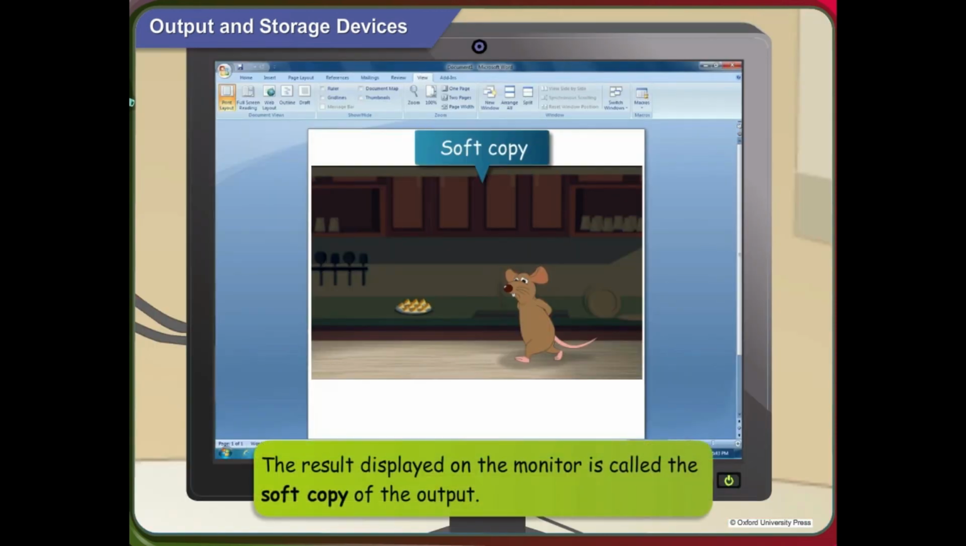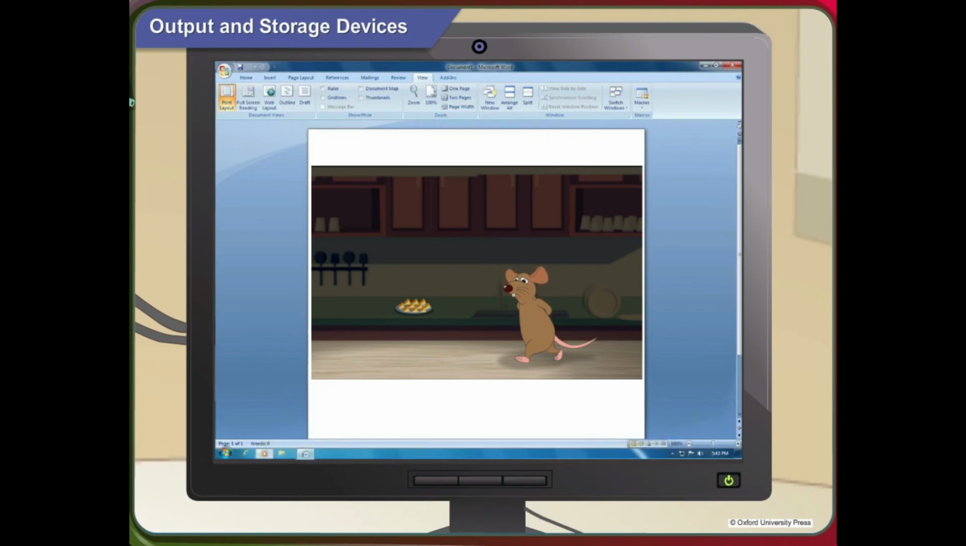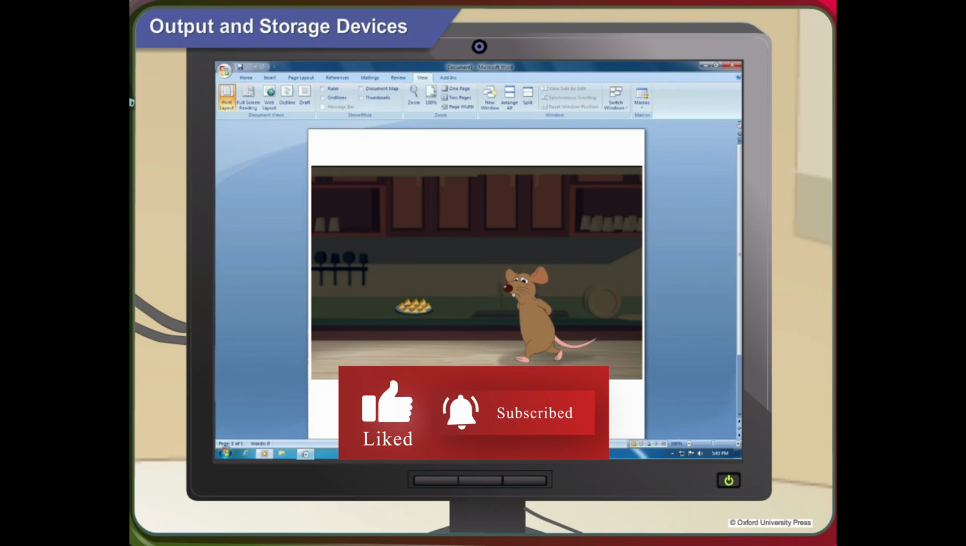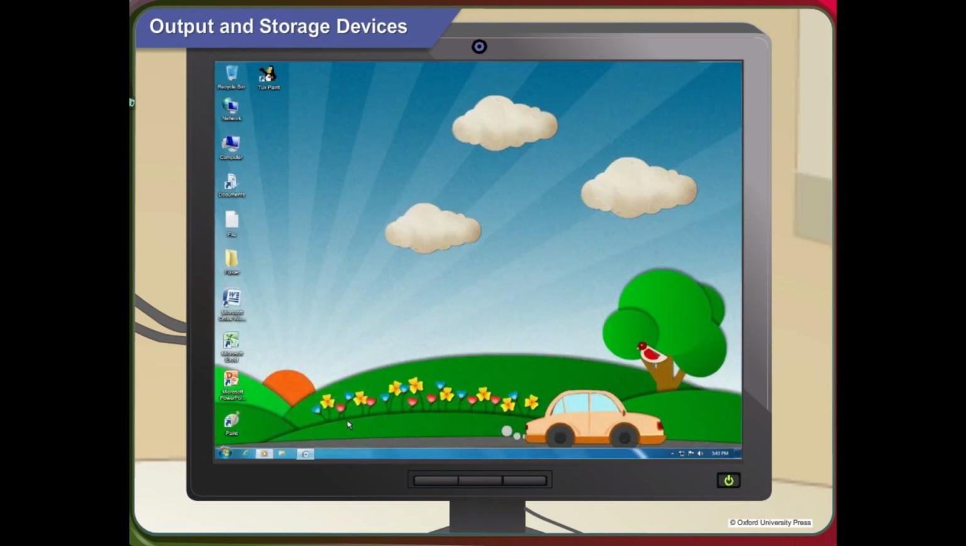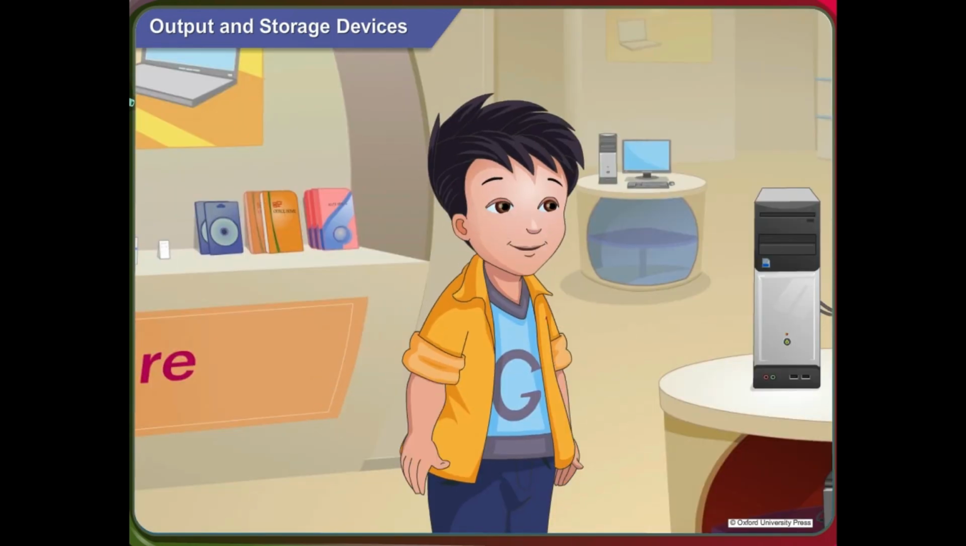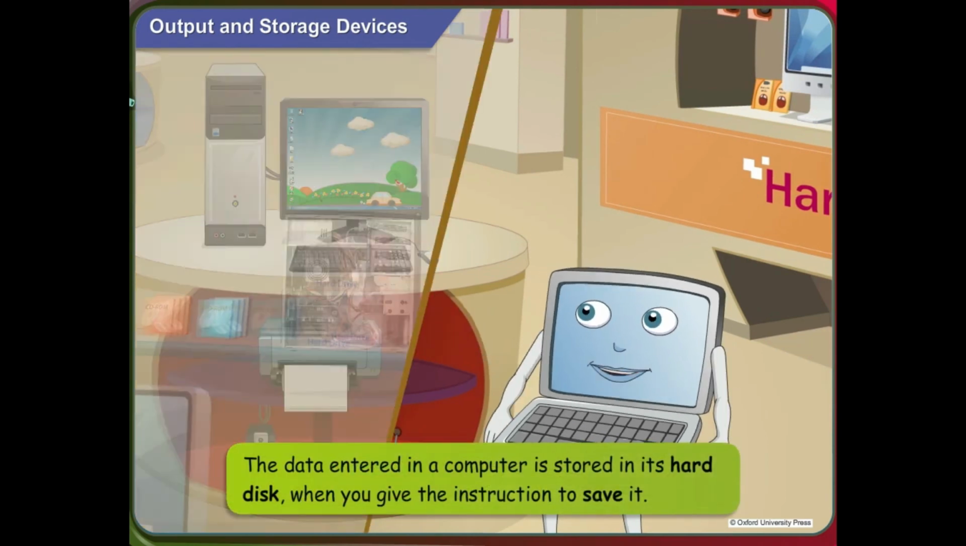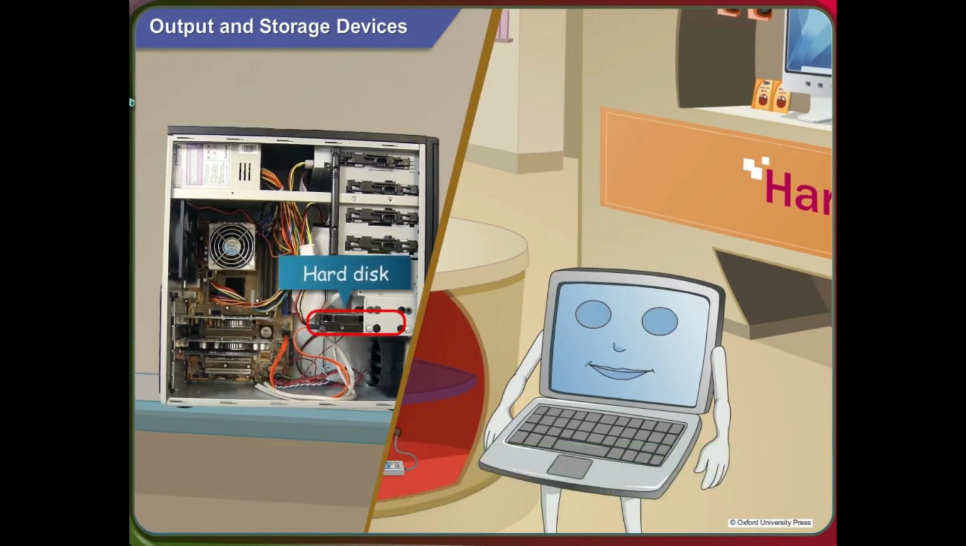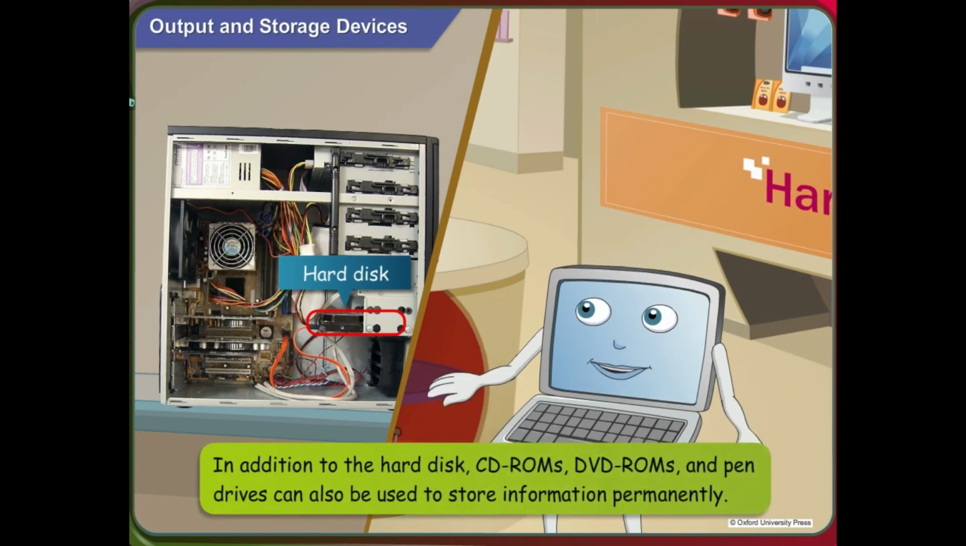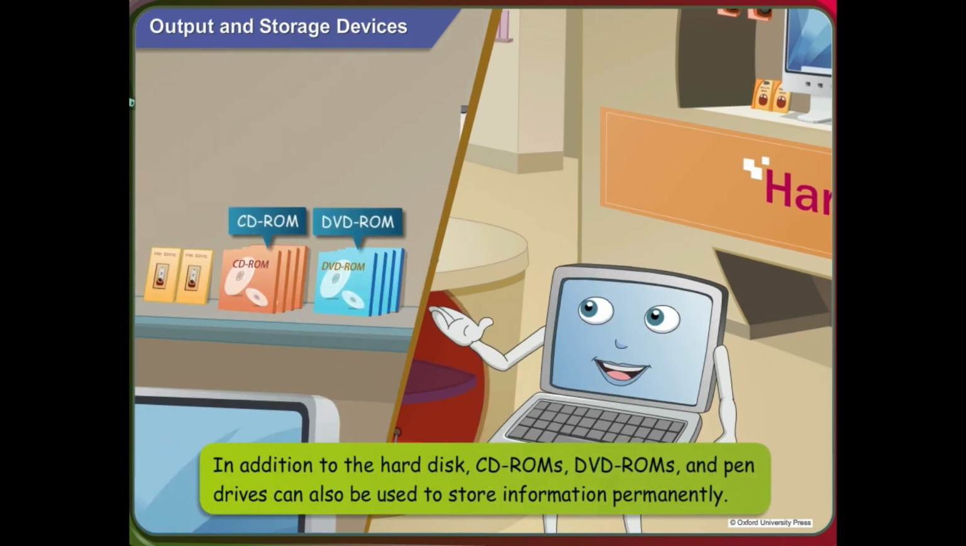Now that we have taken a printout, we should save this document so that we can open it next time we need it. Where does it go when we save it, Toggle? When you give the instructions to save it, the document is stored in the computer's hard disk. In addition to the hard disk, CD-ROMs, DVD-ROMs, and pen drives can also be used to store information permanently.